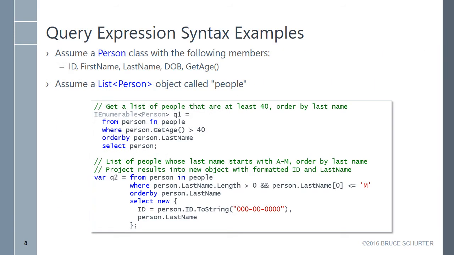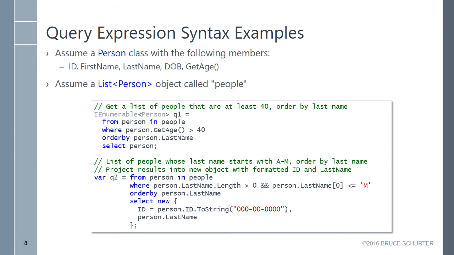Again, let's make the assumption we have a person class with the same properties, ID, first name, last name, date of birth, and a method called getAge. Again, assume we have a list of person objects called people. We are going to emulate the same query where we want people that are older than 40. This time we're doing at least 40, so we're not using the greater than or equals. So it is slightly different from the first one, but it really shows you how you can write the query in a very similar fashion.